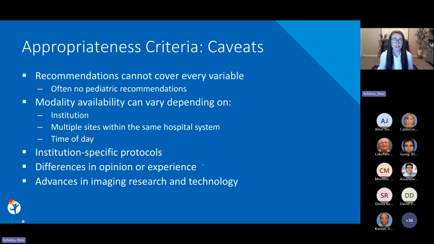Be aware that the appropriateness criteria have some nuances. They were developed for both adults and children, so not all topics have pediatric-specific recommendations, and even the ones that do cannot cover every possible scenario. The availability of different imaging modalities can vary across institutions, multiple sites within the same system, or even the time of day. For example, at most children's hospitals, MRI technologists have to be called in from home overnight if an emergent MRI is needed. Imaging protocols can vary across institutions or even across different radiologists within the same group. Also, it can take time for the appropriateness criteria to catch up with advances in imaging research and technology.